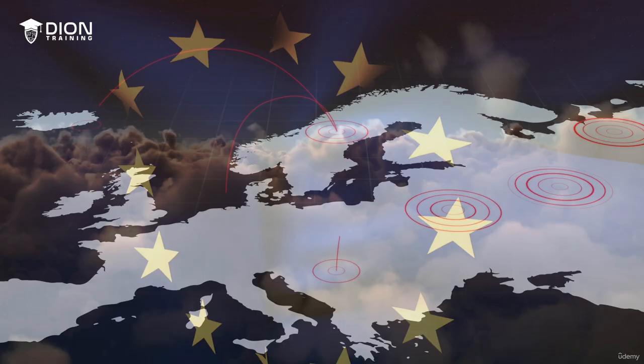To comply with EU data protection regulations, companies must ensure that their customer data is stored and processed within the European Union. By using AWS, Azure, or Google Cloud, Dion Training can store and process its data in specific geographic regions, such as the EU, to meet data sovereignty and compliance requirements. This ensures that customer data remains within the bounds of the EU.